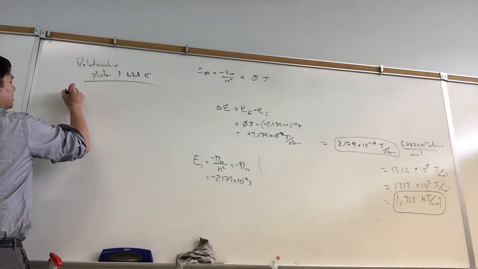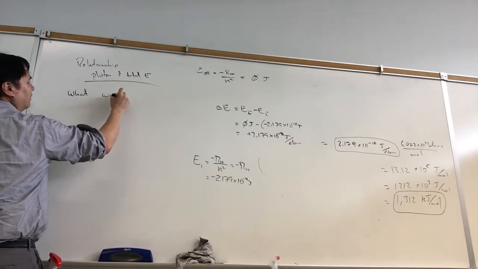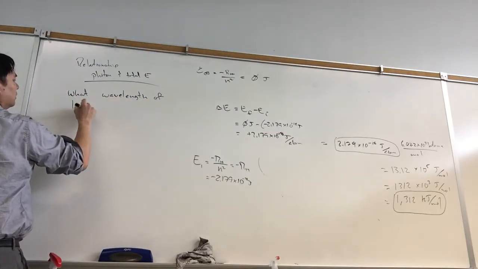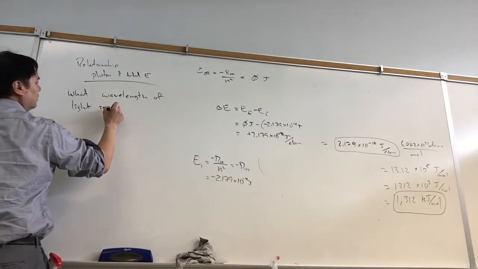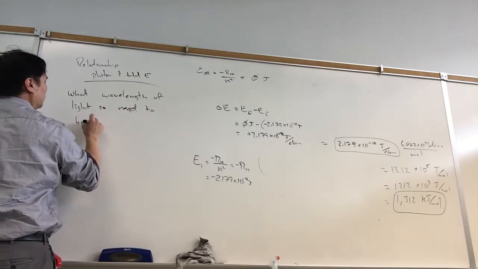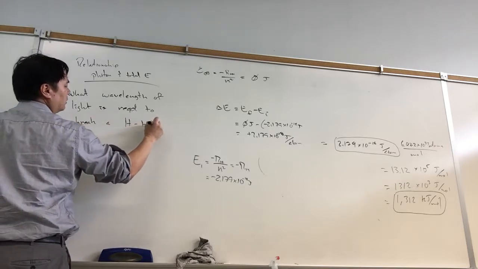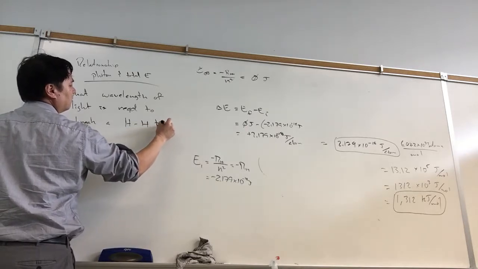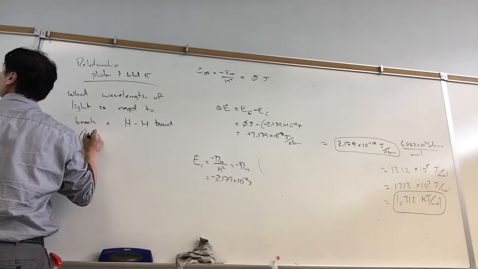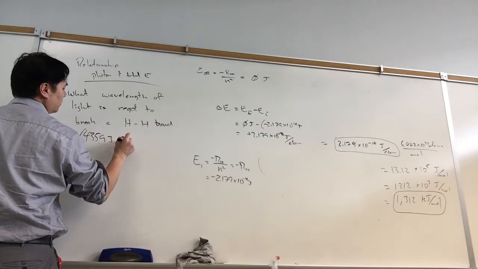And so what I'm going to ask you is this: what wavelength of light is required to break a hydrogen-hydrogen bond with an energy of 435.93 kilojoules per mole?